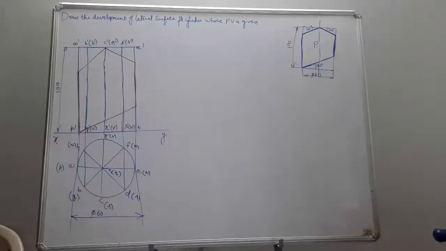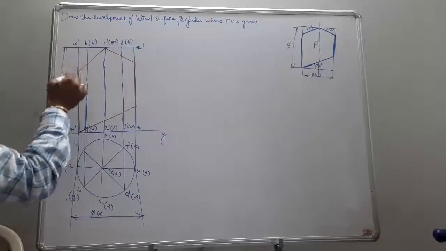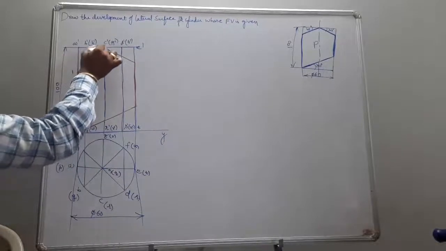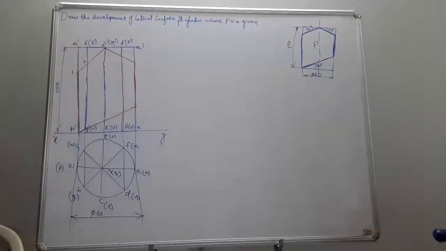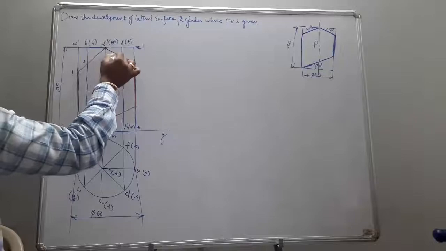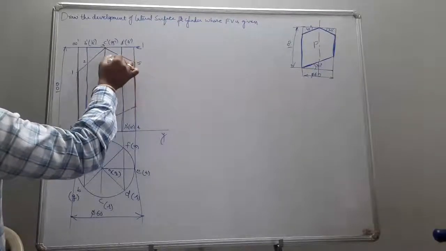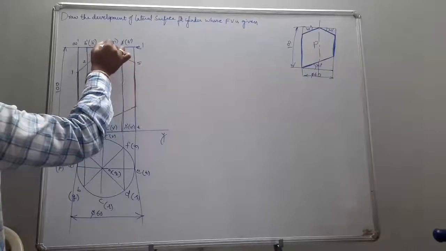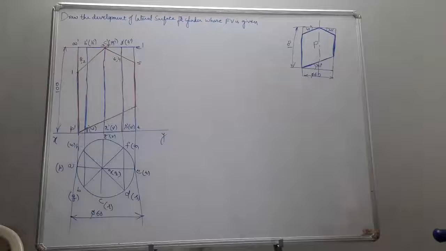So first of all, let us start from the extreme left from this position. This becomes your 1. This becomes your 2. Next, this becomes 3. Next, this becomes 4. Next, this becomes 5. Next, this becomes 6. Next, this becomes 3, 7 and 2, 8.